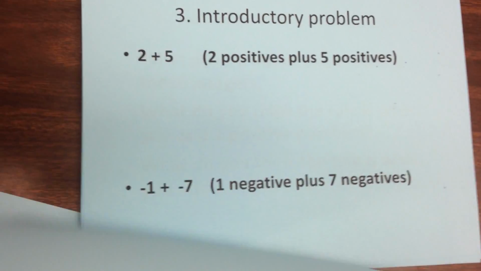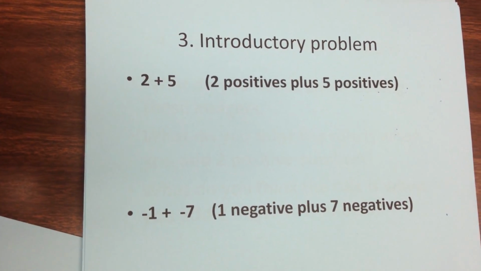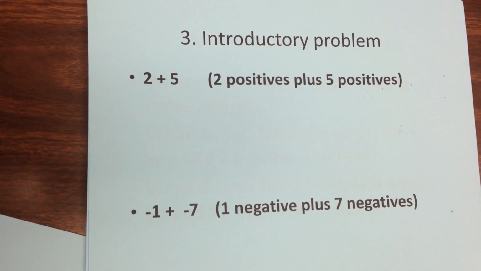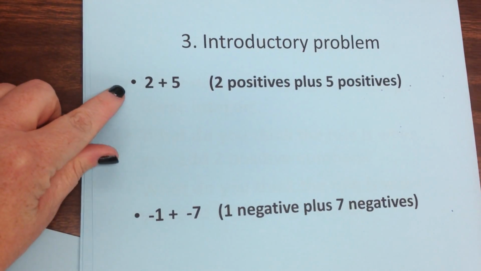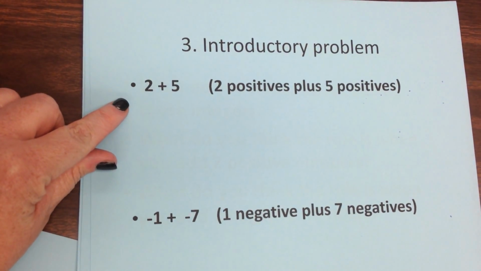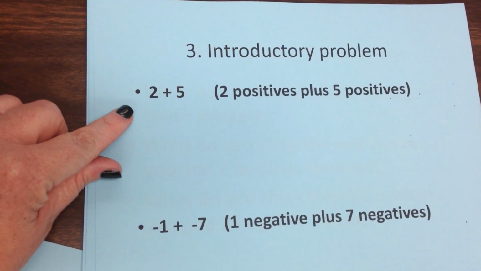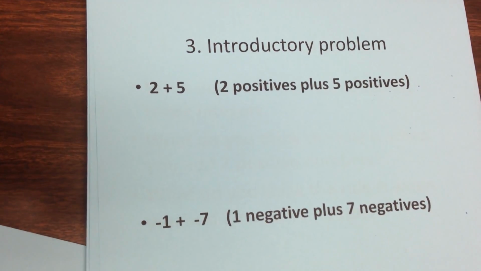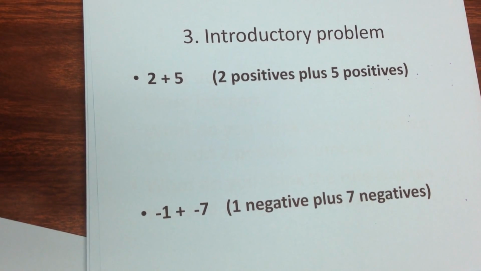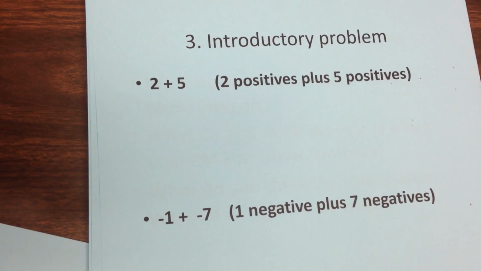Okay, now it's your turn. Number 3, your introductory problem. I want you to do 2 of these. I want you to add 2 positives plus 5 positives. And you can do those with just drawing the circle with a positive sign in the middle. And then also do negative 1 plus negative 7. That would be 1 negative integer plus 7 negative integers.